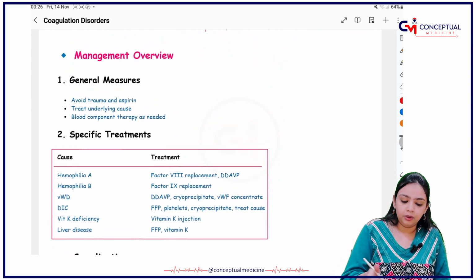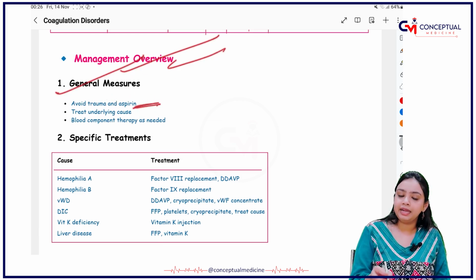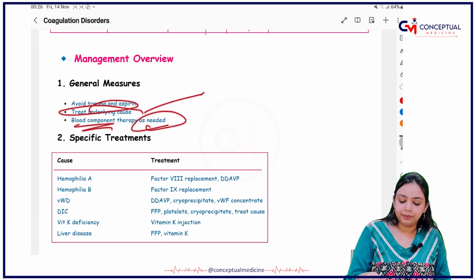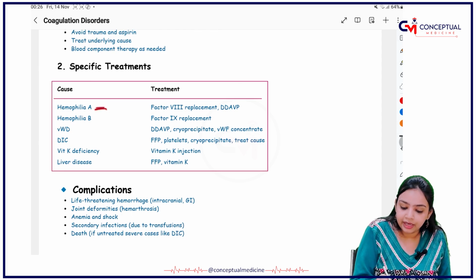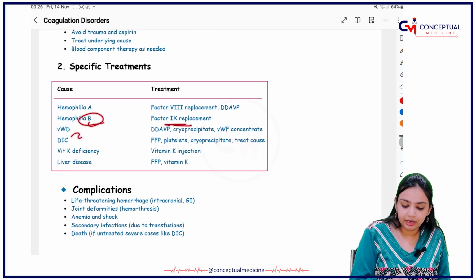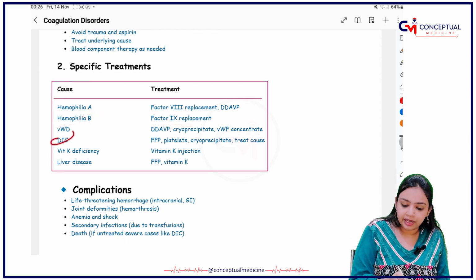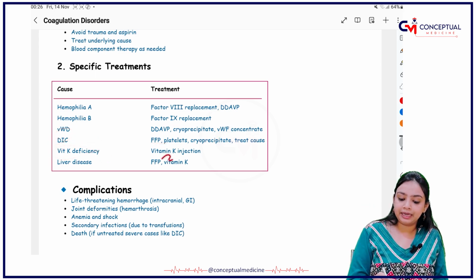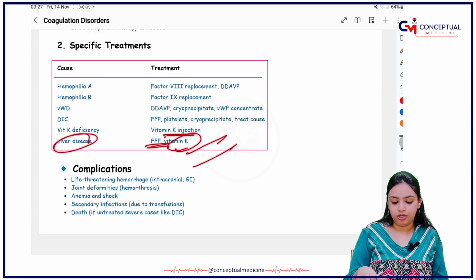Okay. Now, what is the management? For general measures, you have to avoid trauma and aspirin, treat the underlying cause and give blood components. So what are the specific treatments you have? For hemophilia A, you have to give factor 8. For B, factor 9. For von Willebrand disease, give von Willebrand factor. For DIC, you can give fresh frozen plasma. For vitamin K deficiency, give vitamin K injection. Liver disease, fresh frozen plasma or vitamin K injection.